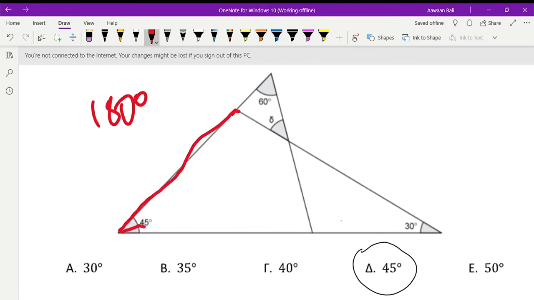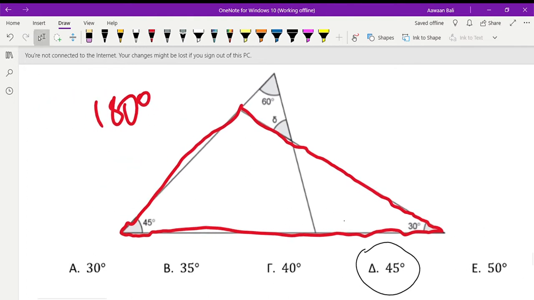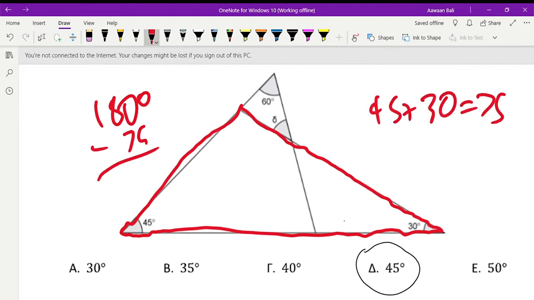We are going to go for a quicker method now, with a quicker triangle. It's this whole thing. Sorry if the line isn't too accurate, but anyways, 45 plus 30 is 75. So the sum of that so far is 75. Now we do 180 minus 75, which is 105. So we know this is 105.